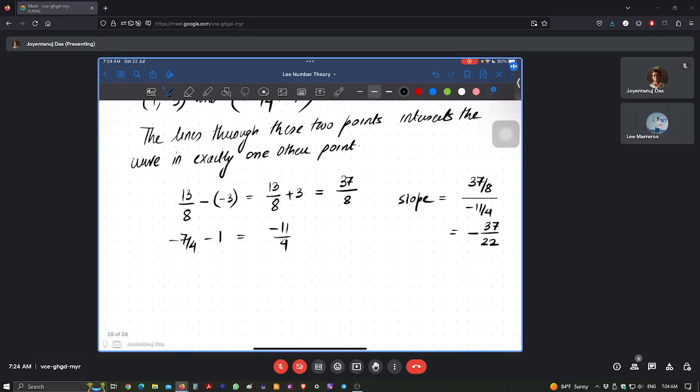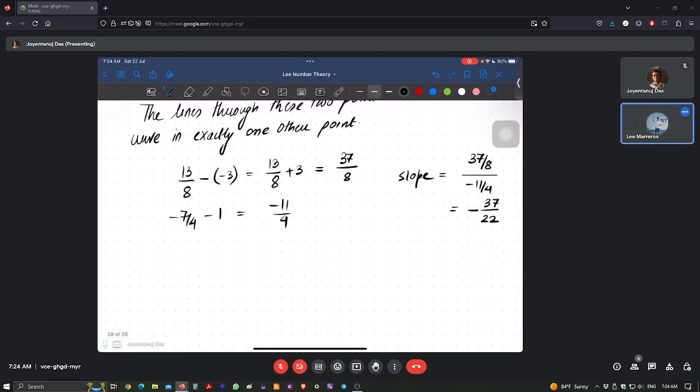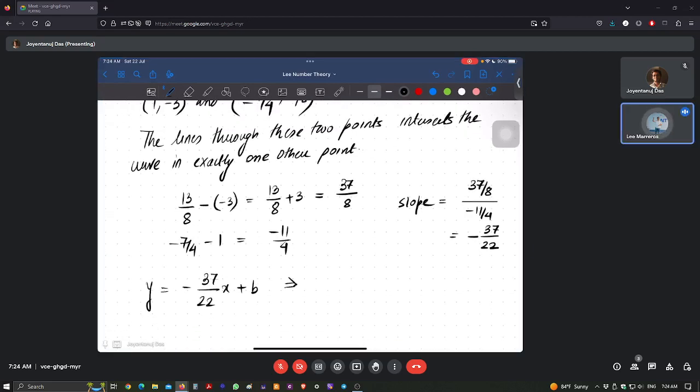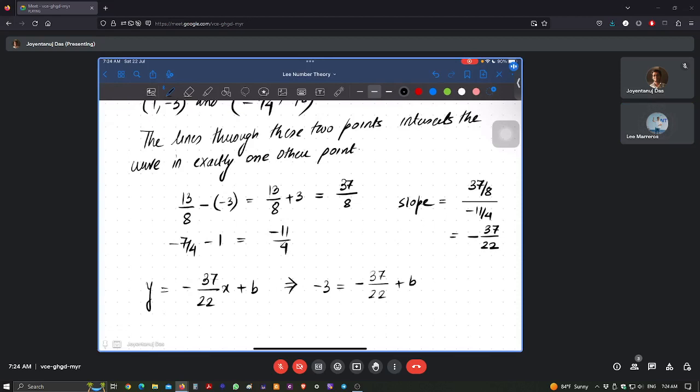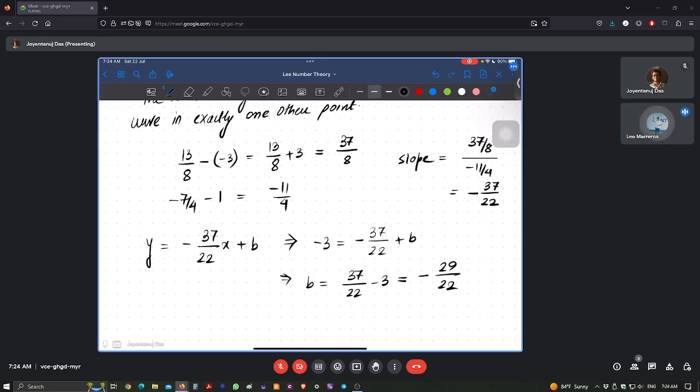Right. So now how will you find the equation? Now we can do y equals minus 37 over 22 x plus b. Now you have to put in one of the points. You can use the easier one, 1 and minus 3. So minus 3 equals that plus b, and that would be 29.